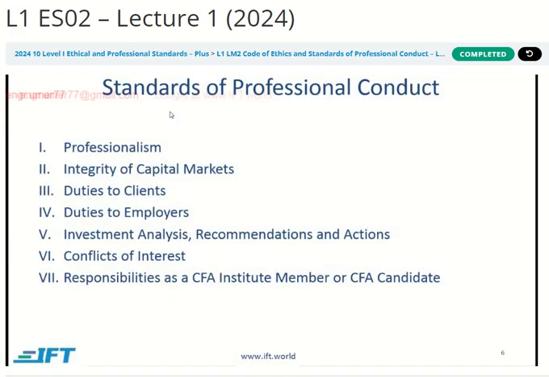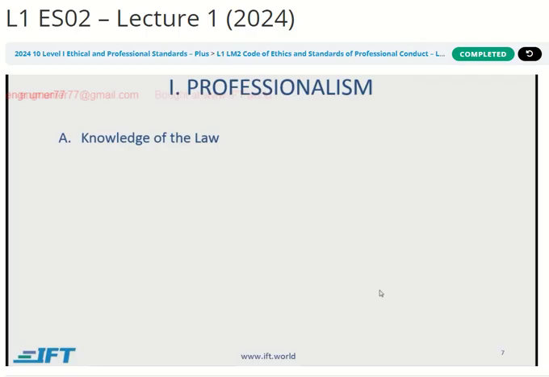We now come to the standards of professional conduct. Here are the 7 standards: professionalism, integrity of capital markets, duties to clients, duties to employers, investment analysis, recommendations and actions, conflicts of interest, and finally, responsibilities as a CFA Institute member or CFA candidate. We'll now go through each of the standards and discuss the substandards. The first standard, professionalism, has 4 substandards.